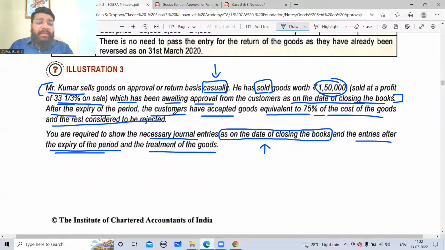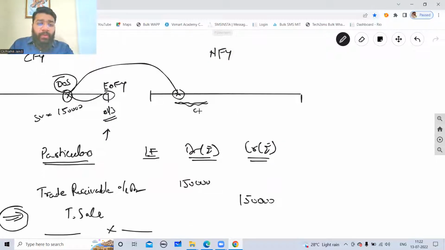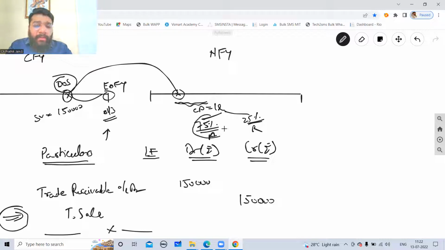They're telling that the customer has accepted goods equivalent to 75% of the cost of goods sold. What is the cost? Cost price is 1 lakh. 75% is being accepted, which means 25% is not accepted, meaning rejected. Correct, no? Now, guys, for 75% goods accepted, will you pass any entry next year?